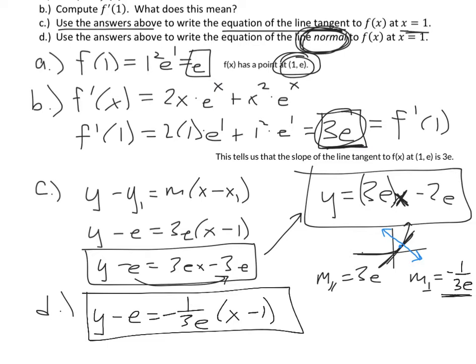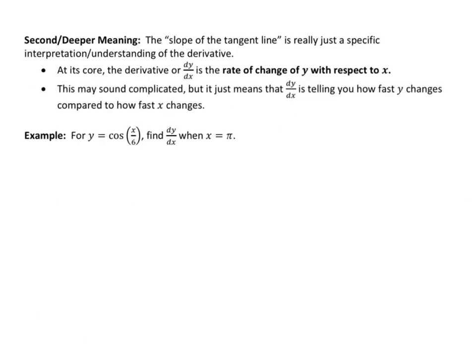So recall, we can certainly use the derivative to find the slope of the line tangent to the curve at that point, and we can use that then to write the equation of a tangent line or the equation of a normal line. But there's more that I can do with the derivative than that, and that's really the thing that we need to talk about and review today. There is a deeper meaning of the derivative, where the slope of the tangent line is just a specific interpretation or understanding of the derivative.